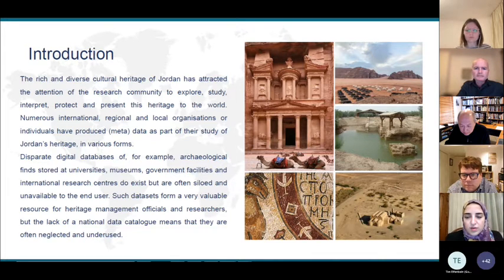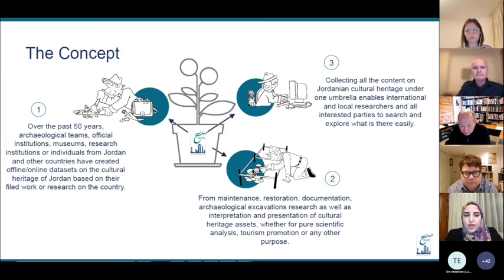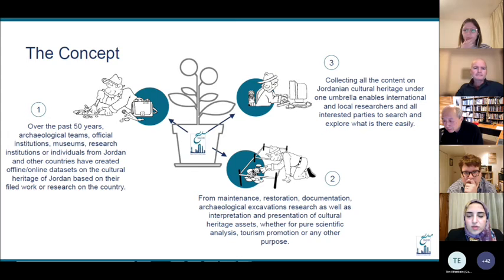Those data sets or databases only exist at their institutional or research level, and the lack of a national data catalog means that some of them are neglected, repeated or underused. So the aim of our project was to look at the databases that have been formulated over the past 50 years by teams, official institutions, museums, researchers and individuals, and to collect all their content on Jordanian cultural heritage under one umbrella.